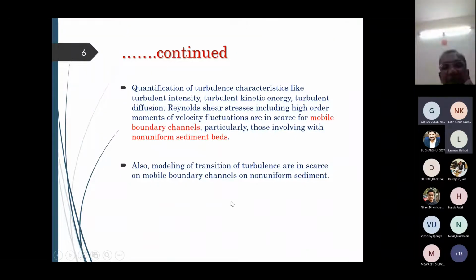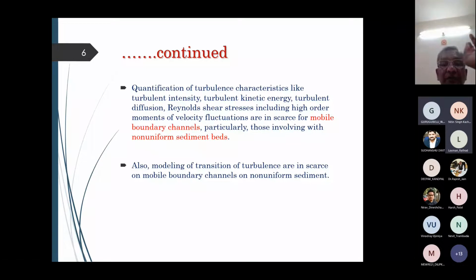And then also the modeling of transition of turbulence. Again, it is scarce, particularly for non-uniform mobile bed, right? When we talk about the rigid bed and mobile bed, for example, if you take a lined channel and the flow is taking place in the lined channel, it is a rigid bed channel, right? But if the flow is taking place in a river consisting of the bed and sides having the mobility, where sediments are available on the bed and sides, those kinds of channel beds are classified as mobile channel bed. They can be moved under the action of shear stress. That is what I wanted to say.